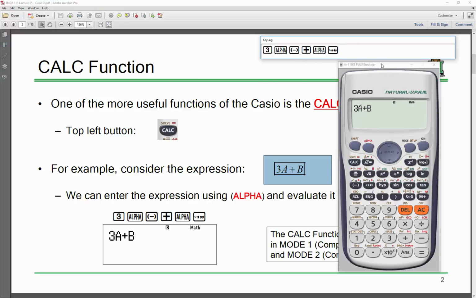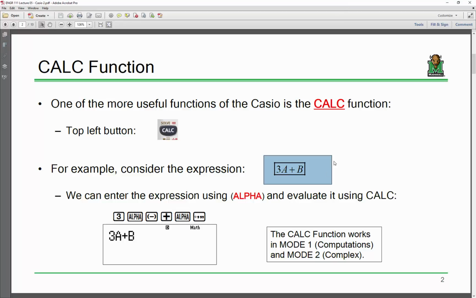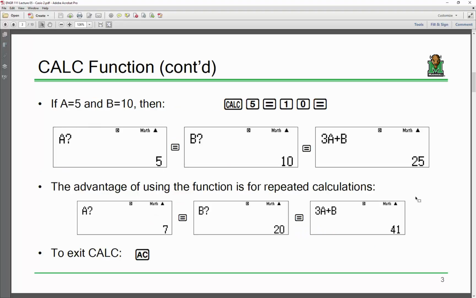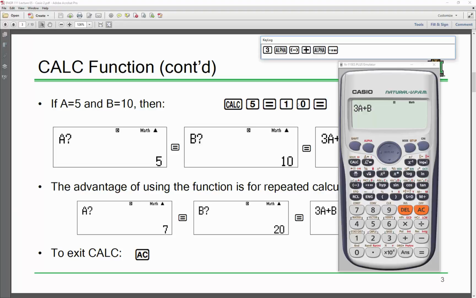So I've got the expression built into the calculator. Well, what do I do with it? Once I've got the expression built, I can press the calc button, and then the calc button will evaluate that expression for various inputs. So let's say, pulling back up the calculator, I want to evaluate this expression for an A value of 5 and a B value of 10.